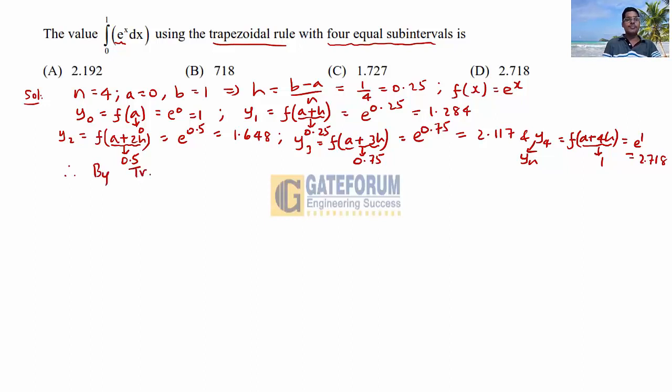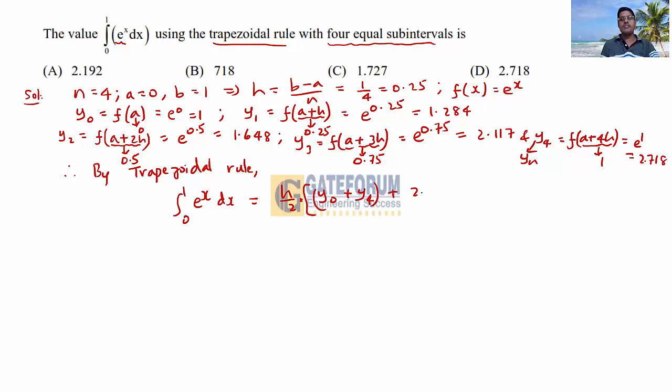the trapezoidal rule, the integral 0 to 1 e to the power x dx is equal to the formula h by 2 into y naught plus yn, that is y4, the sum of the extreme values of y, plus the remaining y values, the middle values, multiplied by 2, 2 into y1 plus y2 plus y3. So the h value we got is 0.25, that is 1 by 4 by 2, 1 by 8 you can write.